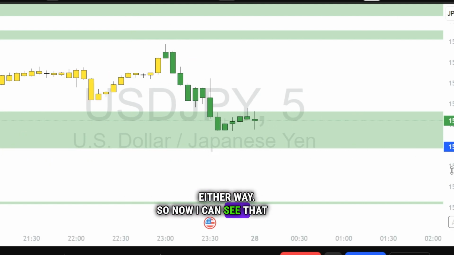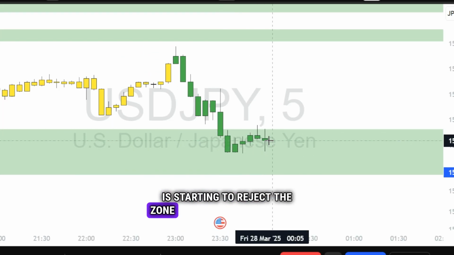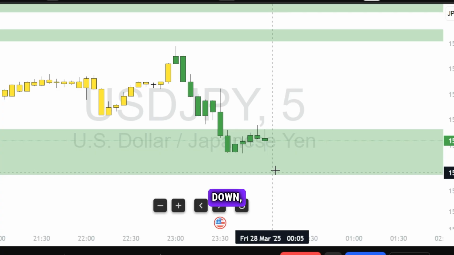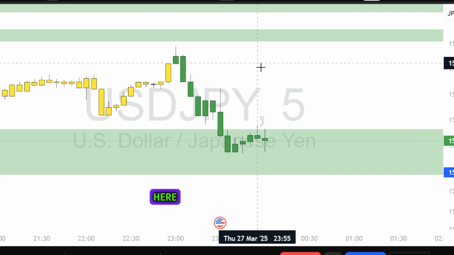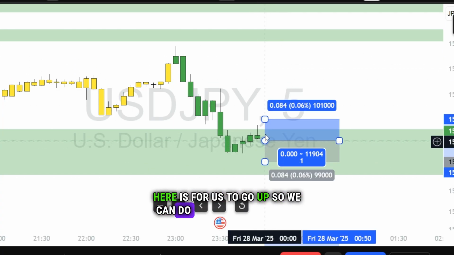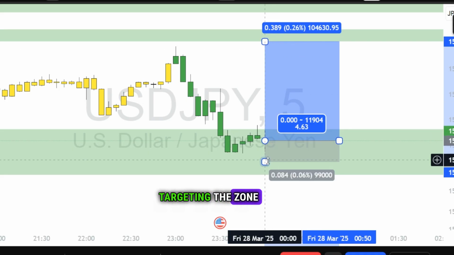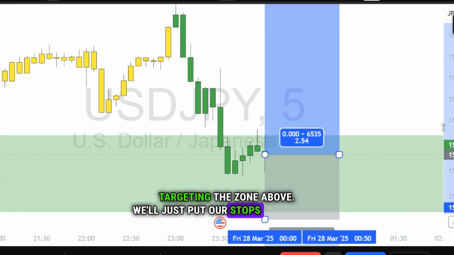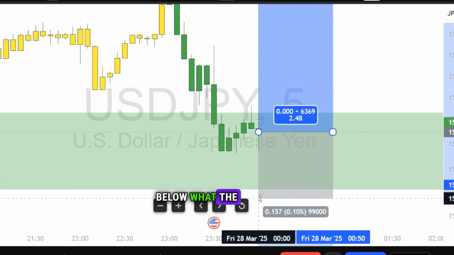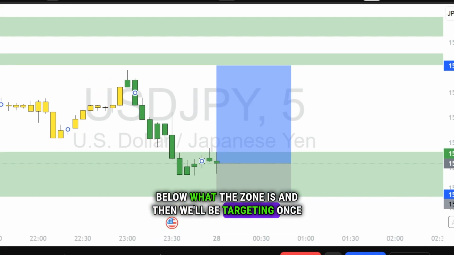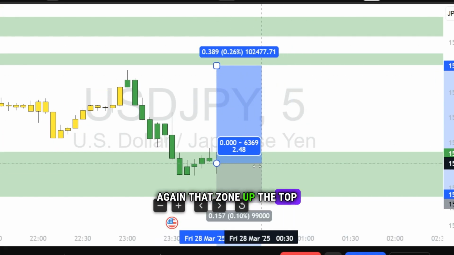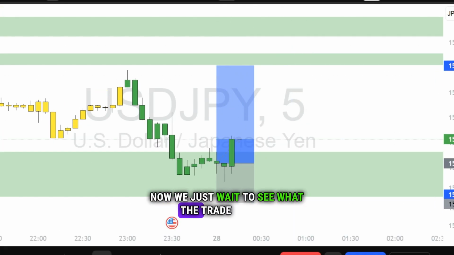So now I can see that price is starting to reject the zone. So unless we go further down, it does seem that the intention here is for us to go up. So we can do something like this, targeting the zone above. We'll just put our stops adequately below what the zone is, and then we'll be targeting once again that zone up the top in there. Now we'll just wait to see what the trade will do.